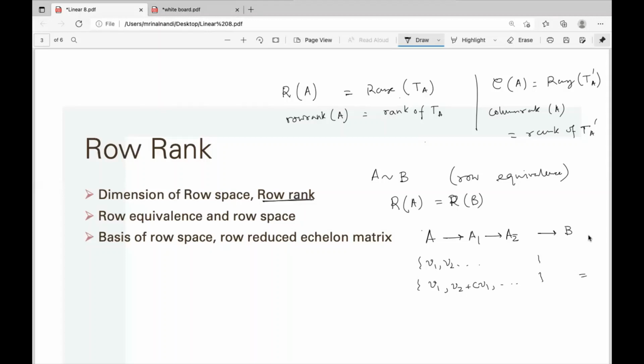So this is nothing new actually in terms of row space. That means the dimension will not be changed, the rank will not be changed. So if you apply a row equivalence or elementary row operation, rank will not change, dimension will not change. But the row space has different bases. You have more than one choice of basis.